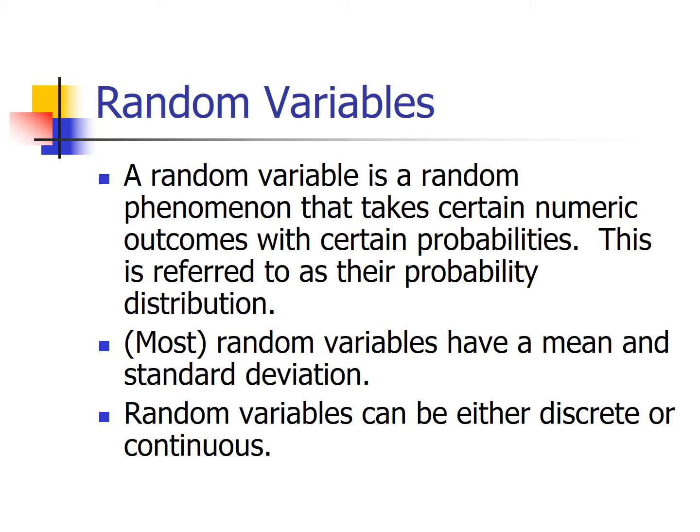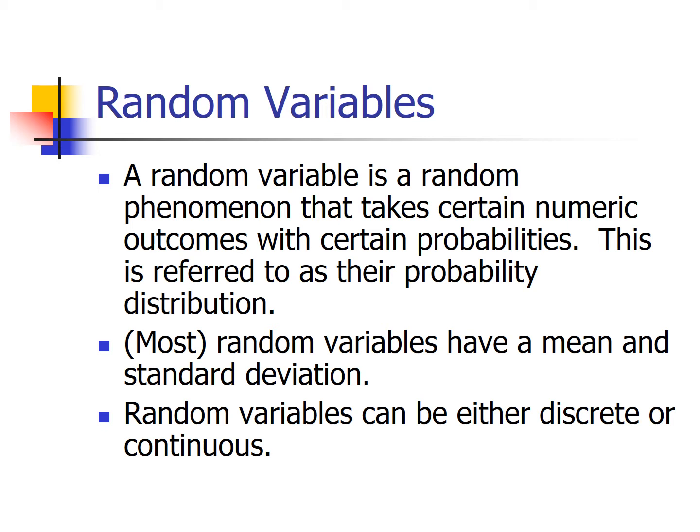Now, moving on from standard scores, I want to talk about the normal random variable. Before I talk about that, I want to talk very briefly about random variables in general. So what is a random variable? A random variable is this abstract notion of a random phenomenon that takes certain numerical outcomes with certain probabilities, right? This mapping of the outcomes it takes and the probability of those outcomes, we refer to as the probability distribution. So all random variables have one, a probability distribution.